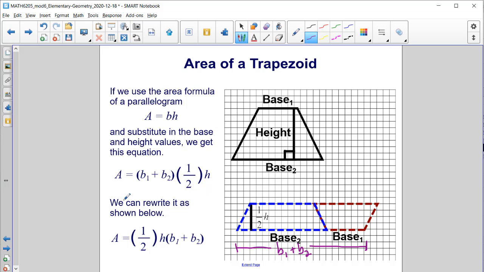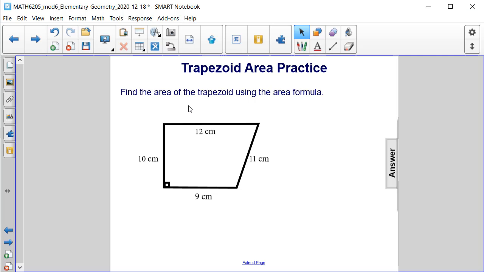And by the commutative property of multiplication, we can reorganize the numbers that we're multiplying together and put the 1/2 times the height before the sum of the bases. So therefore, the area of a trapezoid formula is 1/2 times the height times base 1 plus base 2.